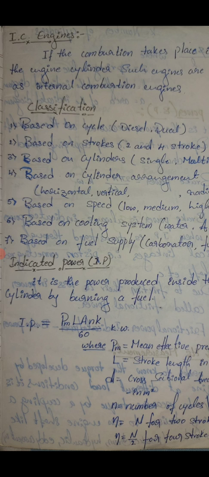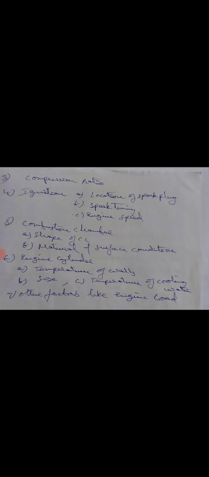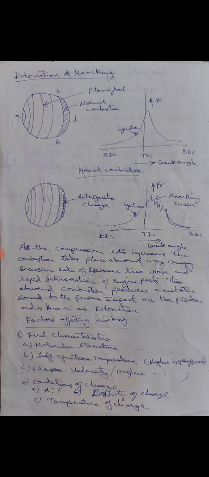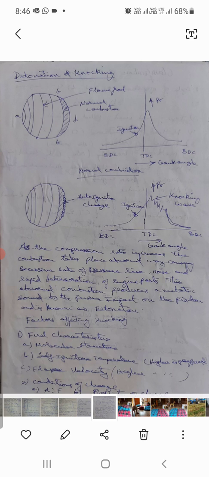Next we have indicated power. Before going to the indicated power, I am going to explain what I mean by detonation and knocking effect. Prior to this we have one more pressure theta diagram. Already I have explained that yesterday. So that P theta diagram is different and this detonation and knocking is different.